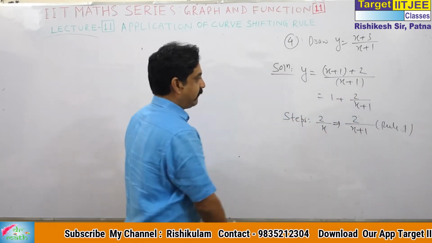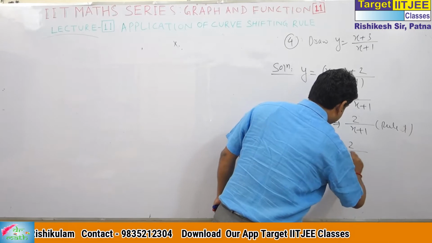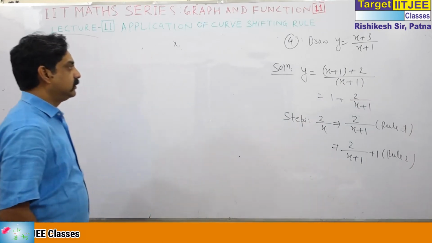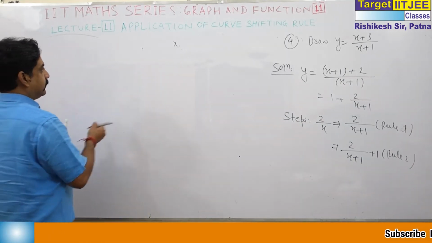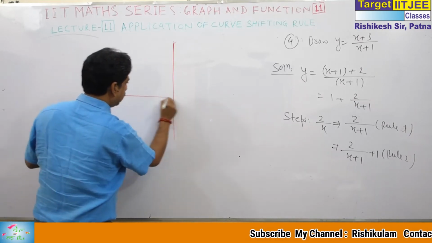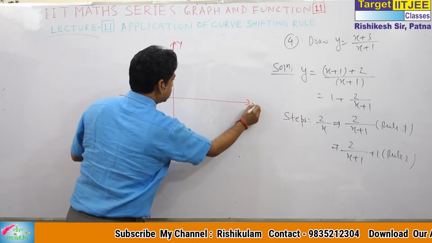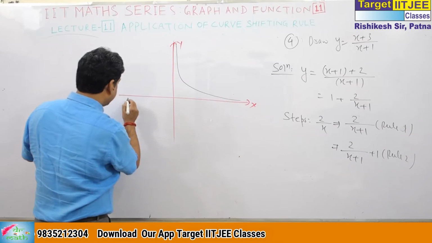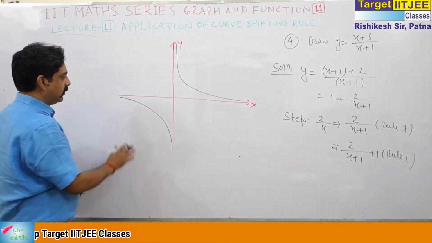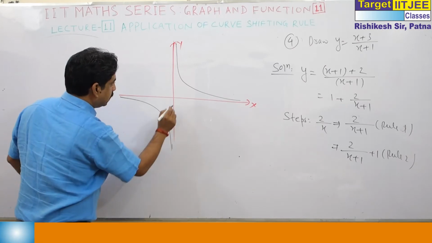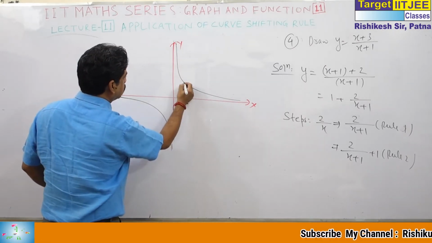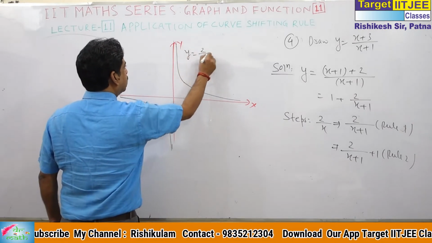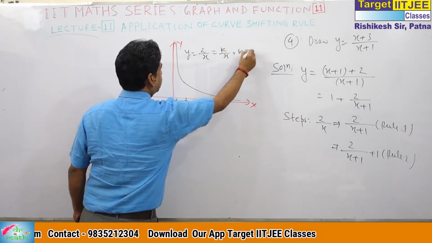Shift 1 unit towards left. And then I will do 2 by x plus 1, plus 1. This is rule 2. Based on rule 1 and rule 2, you can see, simple one, this is the y axis, this is the x axis. You can take k by x as follows. Therefore I have said rule 3 and 4 are not so required. This is x is equal to 1, this is 2. Y is equal to 2 by x, or you can say this is of the form k by x. I have done k greater than 0.